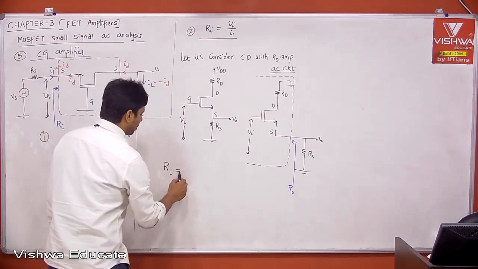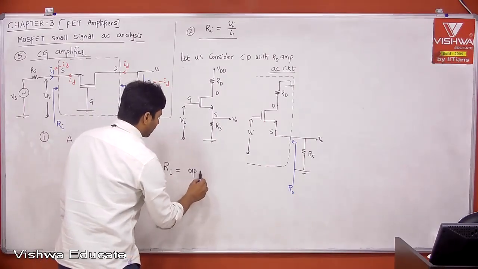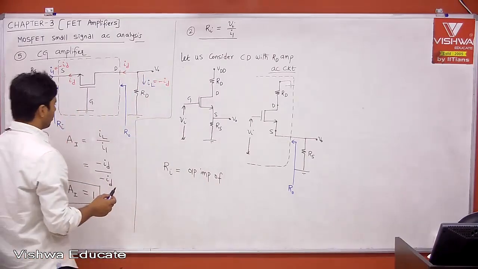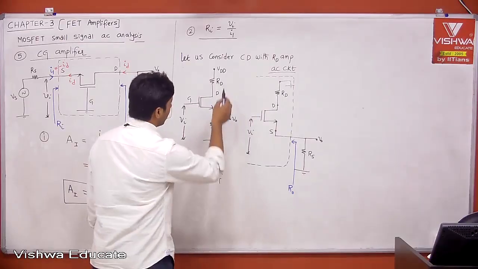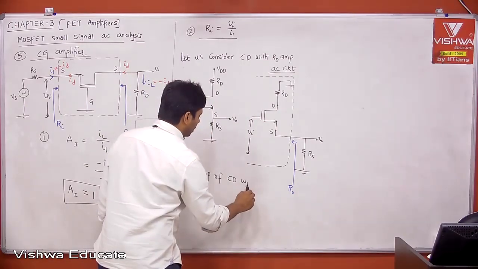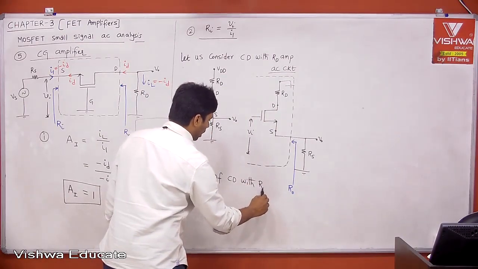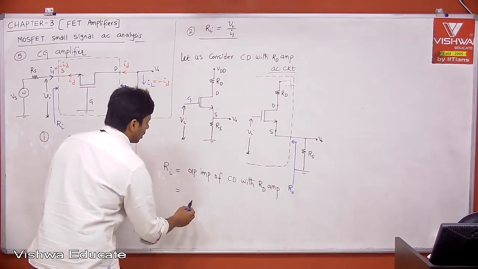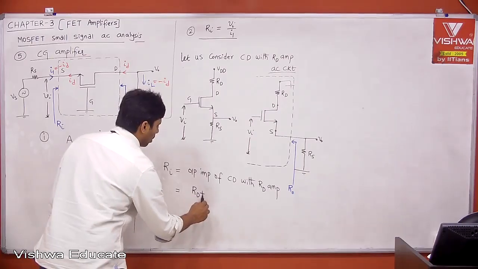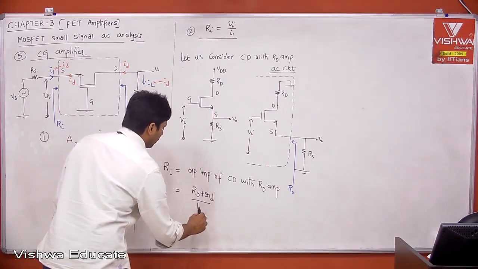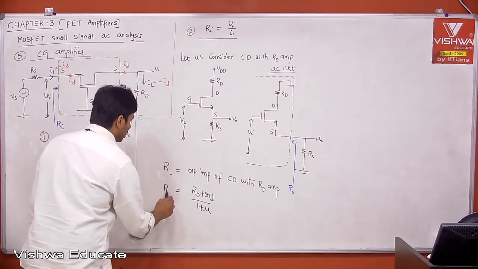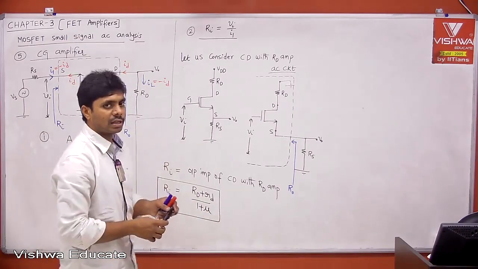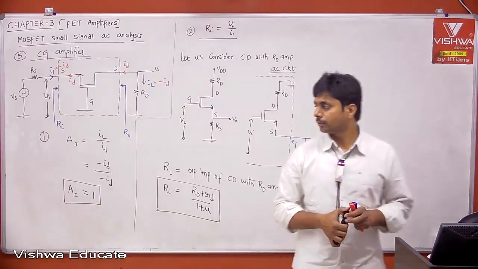Therefore, Ri is nothing but the output impedance of, I don't have space here to write, okay? But it's better if you write here, okay? Output impedance of CD with RD amplifier. What is that? That is nothing but capital RD plus small rd divided by 1 plus mu. This is Ri. No need to calculate because we already calculated it. Let's use it, okay? Take it.